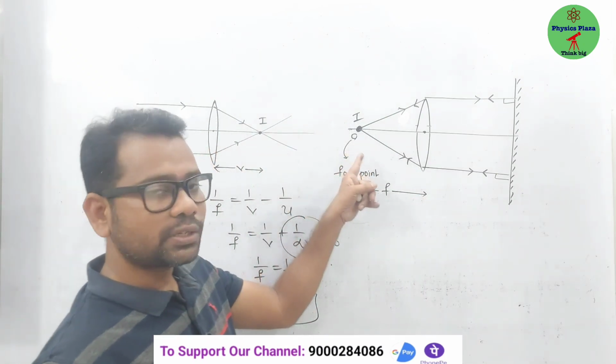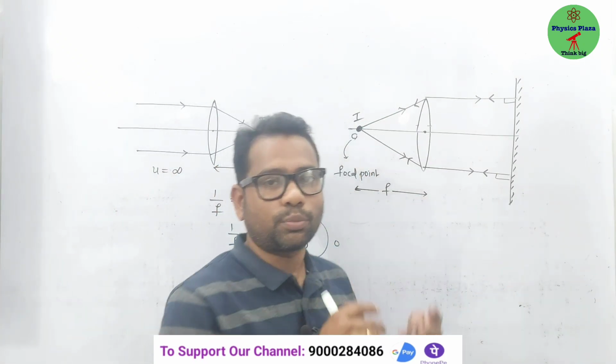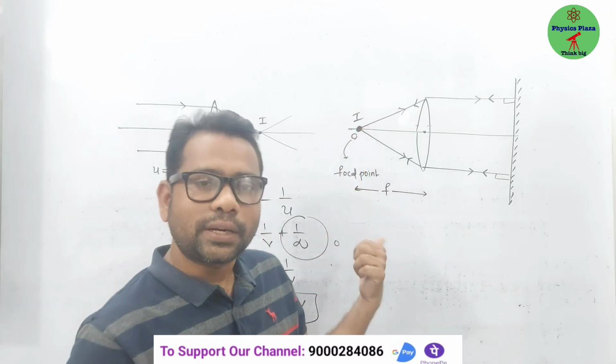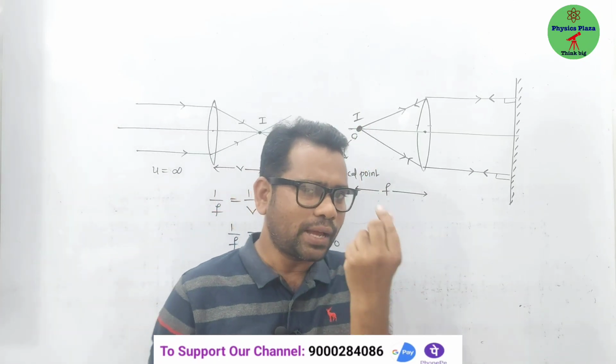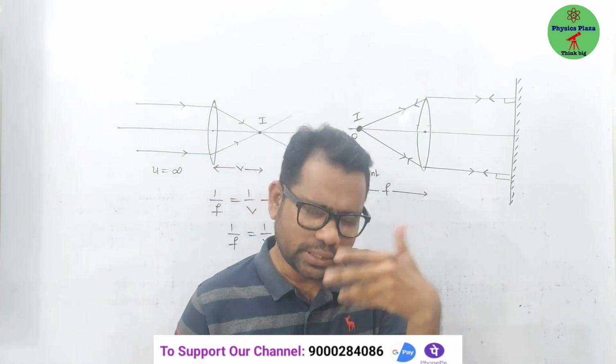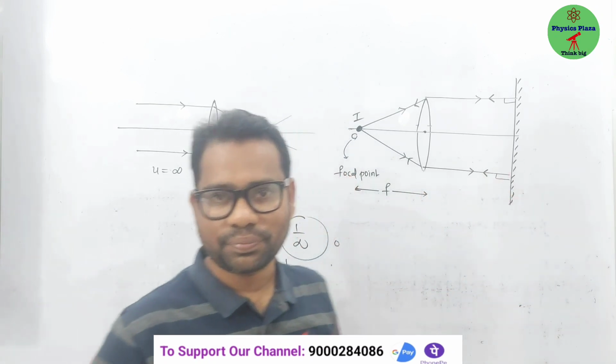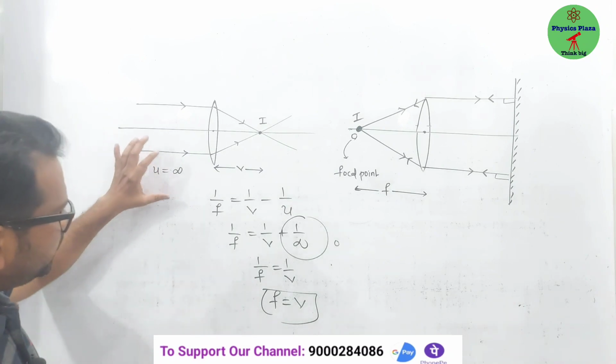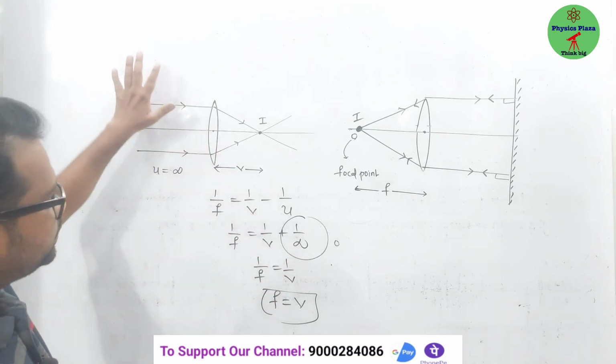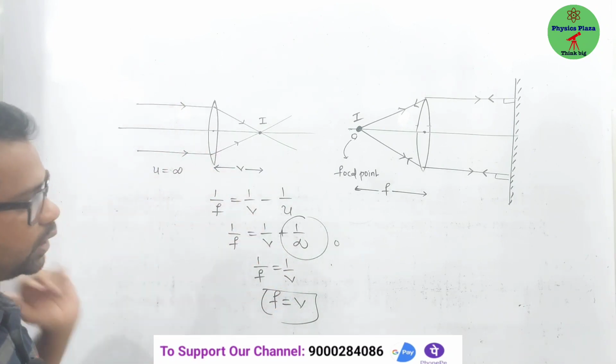What is the nature of the image? Same size as the object. It's point size only, right? It's real and inverted. See, as it's highly diminished, we can't say it's inverted. But all real images are by default inverted only. Okay? So in general, up to 10th class, children, we use this method to calculate the focal length.